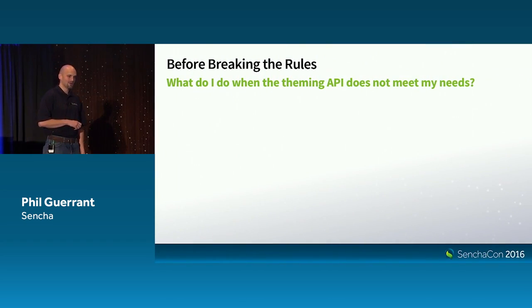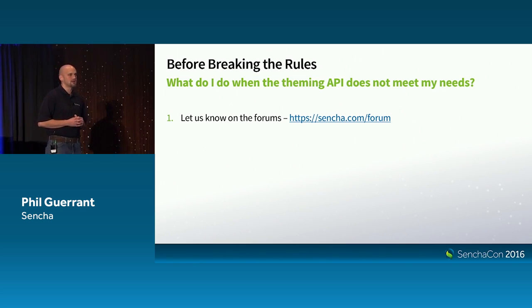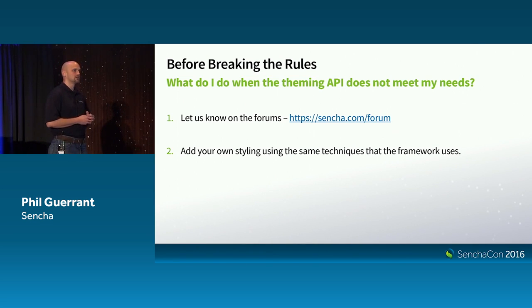So first of all, I'd like you to let us know on the forums if you have a need that our theming API does not meet, because we really like to improve the theming API and make it meet your needs. And then the second thing you do is use the same techniques that we as the framework authors use to style the framework components.